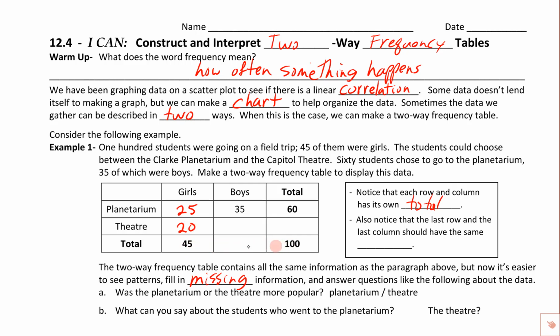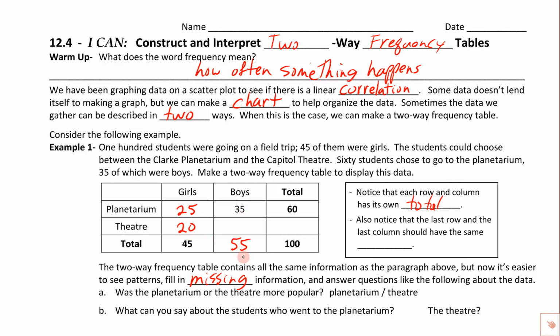Take a look at this bottom row. 45 girls, blank boys, 100 altogether. So this is going to be 55 boys. And then we've got some blanks right here that we can now fill in. So this is kind of like a puzzle. We go and use the pieces of information that we have, find little pieces like this right here. The first thing we found was the 25. That allowed us to find the 20. Same type of thing here.